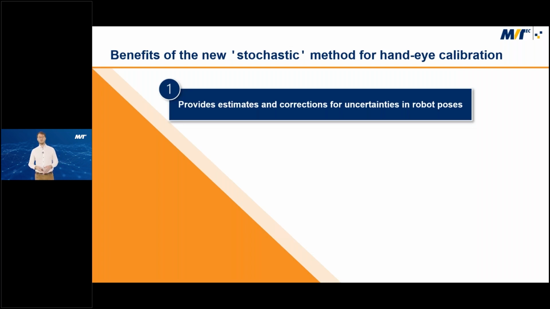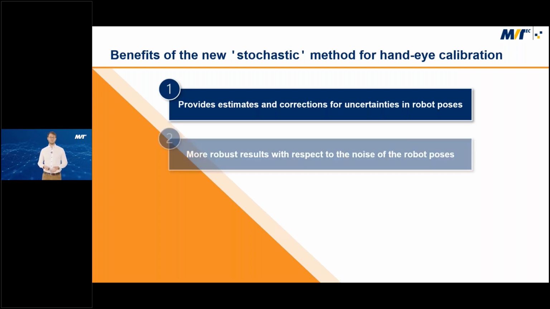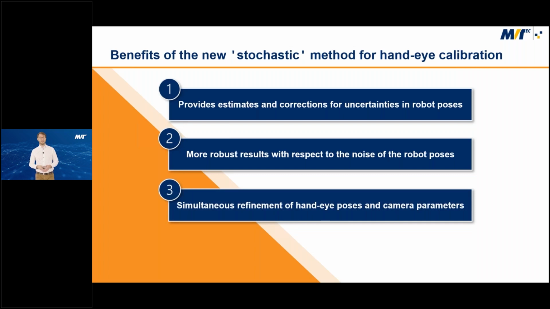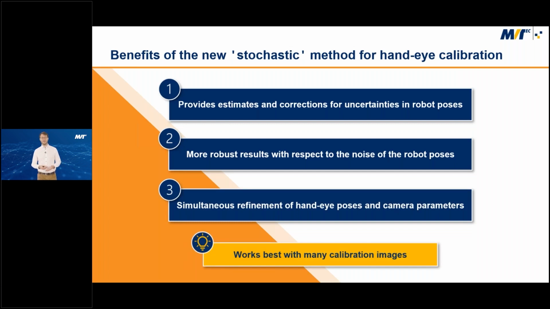But now we can also provide uncertainties for these robot poses and thus corrections. This will lead to more robust results with respect to the noise of the robot pose, because these robot poses are not given, they are not perfect, they can have some inaccuracies in them. And this leads to a simultaneous refinement of hand-eye poses and camera parameters. And this, as with a lot of calibration types, works of course best with many calibration images. So if you can use a lot of calibration images, this method will work quite well.